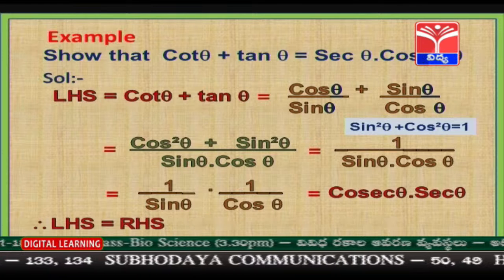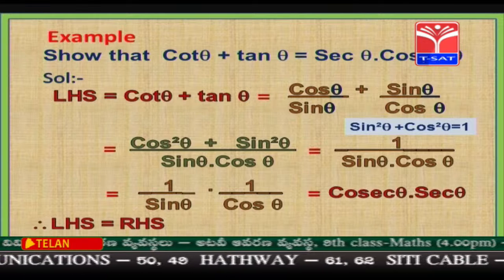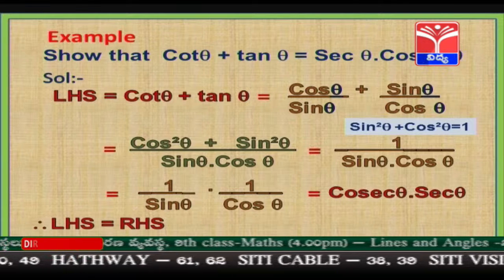That means we have proved that cot theta plus tan theta is equal to sec theta into cosec theta. Are you clear now? Children, till now we have discussed the ratios of the different angles of trigonometric ratios like sin theta, cos theta and tan theta etc. of 0 angle, 30 degrees, 45 degrees, 60 and 90 degrees, isn't it? Not only that, we have even discussed the complementary of those angles.